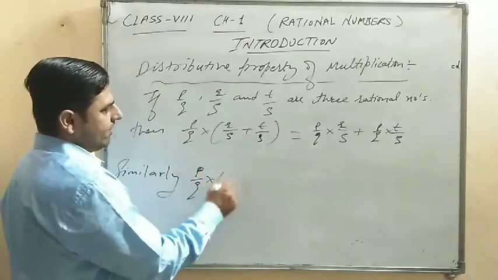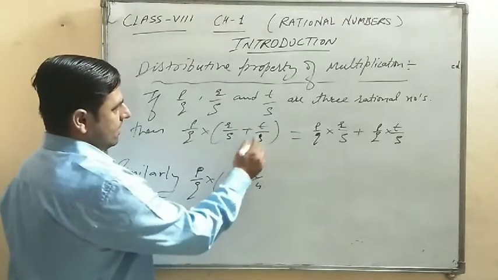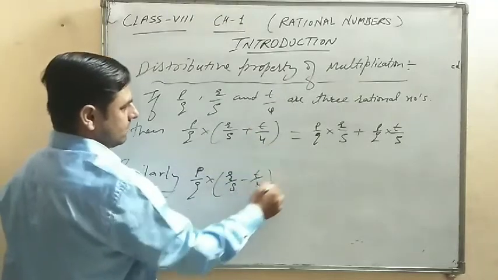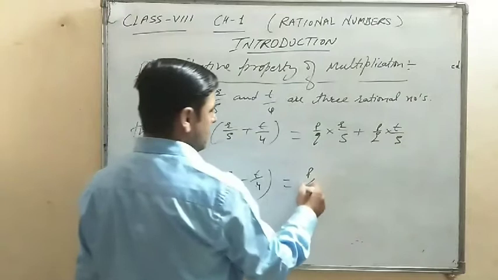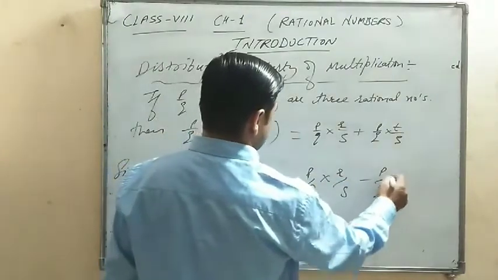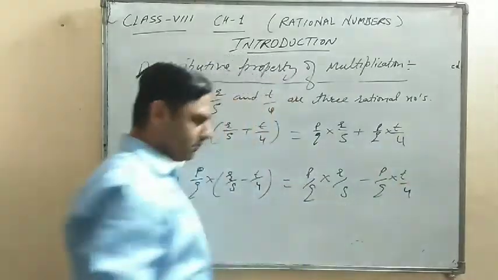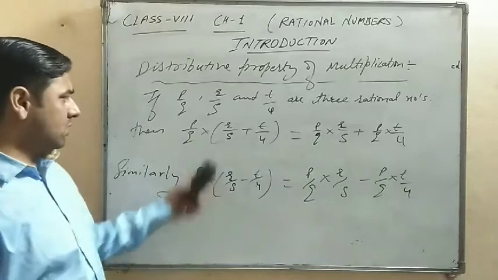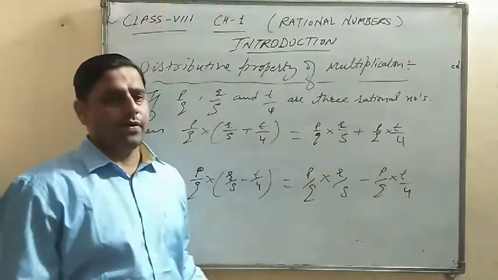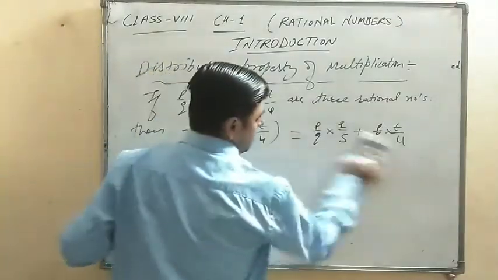Similarly, p by q into r by s minus t by u is also good for subtraction. So both properties are satisfied and good.